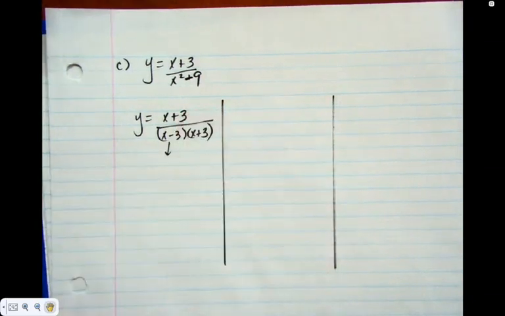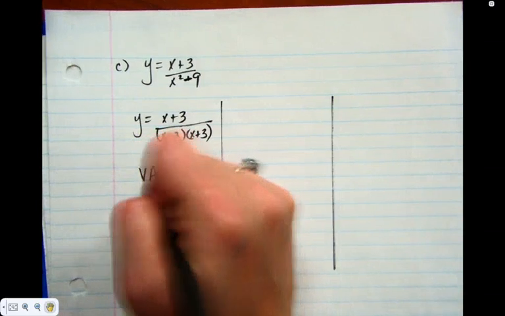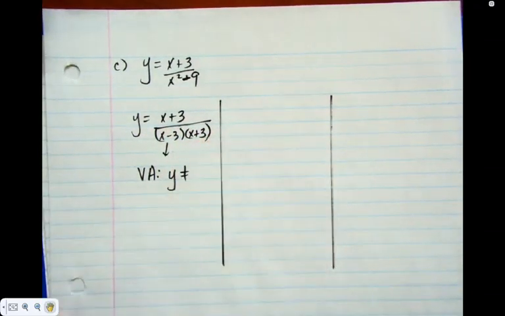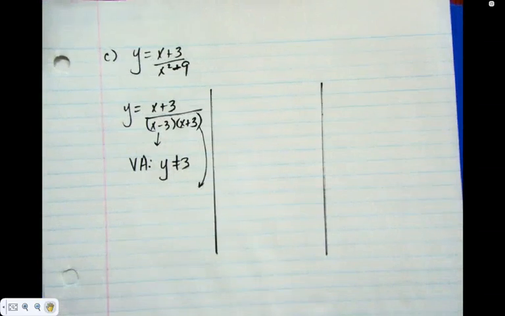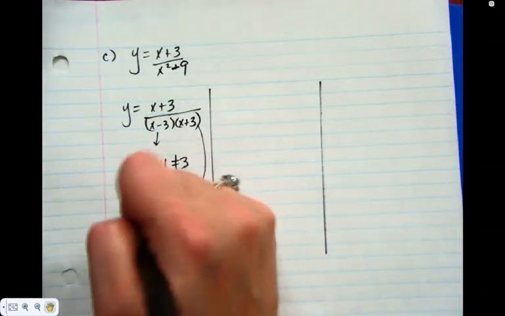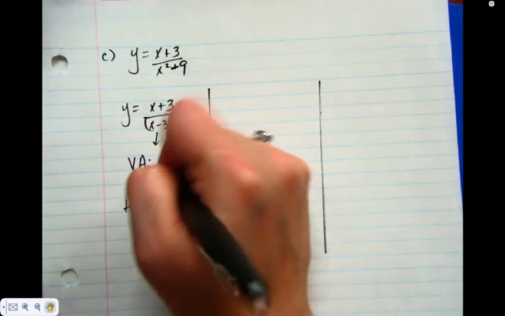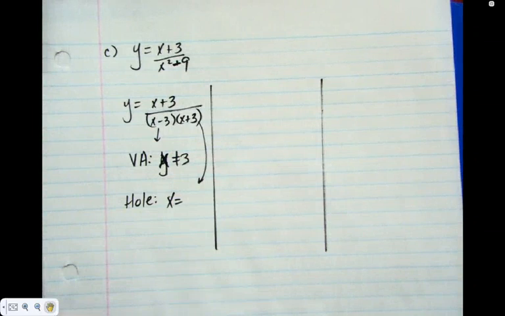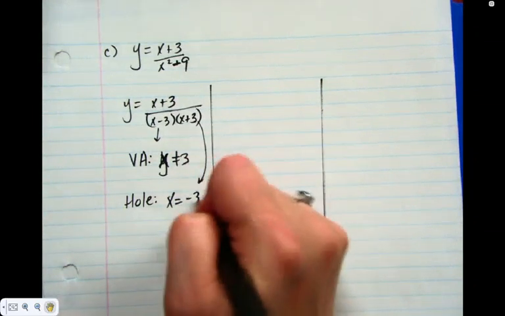Okay, what do you know about the x minus 3? It does not cancel, so it's a vertical asymptote. Y cannot be 3. What do you know about the x plus 3? So it's a hole. I don't know why I put a y there. That should be an x. X equals negative 3.